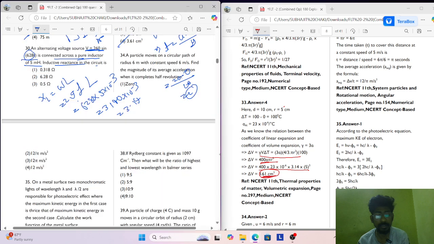A particle moves on a circular path of radius 6 cm at constant speed of this. Find the magnitude of the average acceleration when it completes half revolution. Radius r is 6, v is 6. Find the magnitude of average acceleration when it completes half revolution. Half revolution.